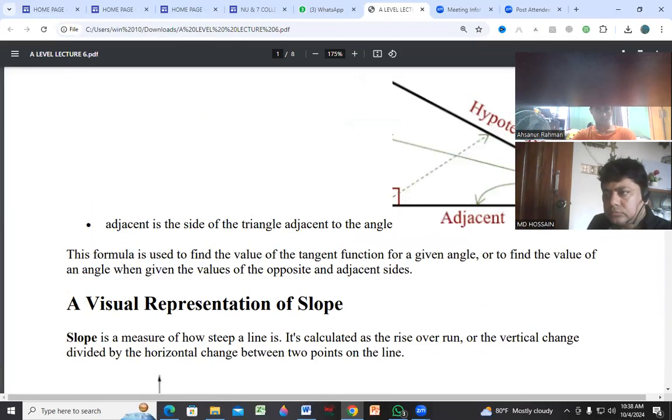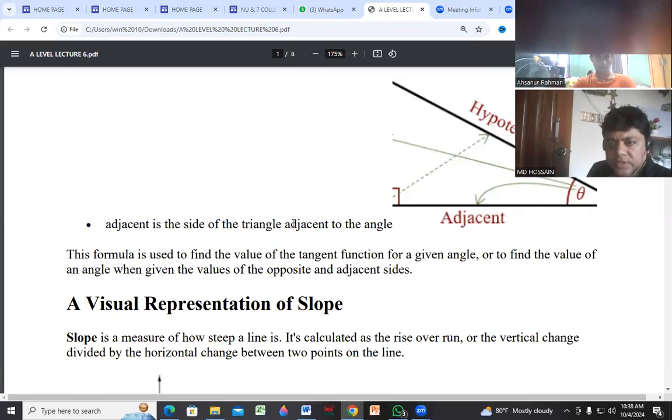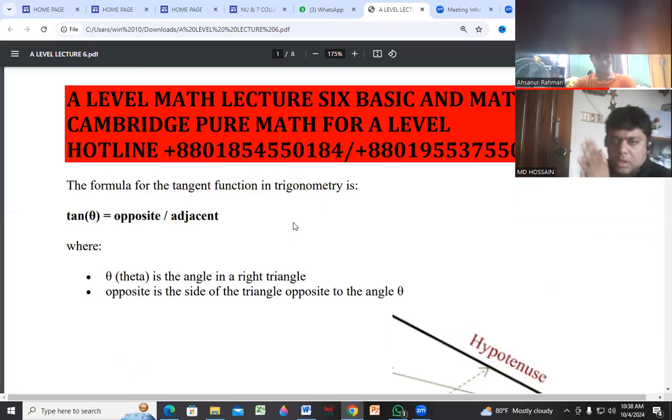Okay, we will start from this. Do you know what tan is? What is the value of tan theta in a triangle? The value of tan theta is equal to opposite divided by adjacent.